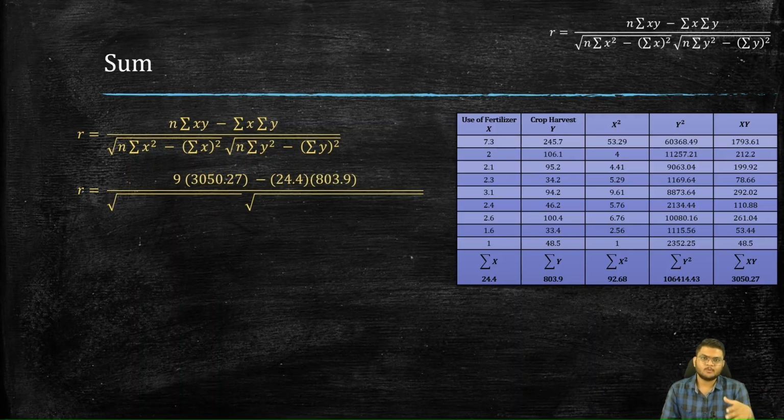Okay. In the denominator portion, the value of n is 9, the value of sigma x square is 92.68 and the value of sigma x is 24.4. Now for y, the value of n is 9 and the value of sigma y square is 1,06,414.43 and the value of sigma y is 803.9. Now to calculate further on your calculator, do these calculations.